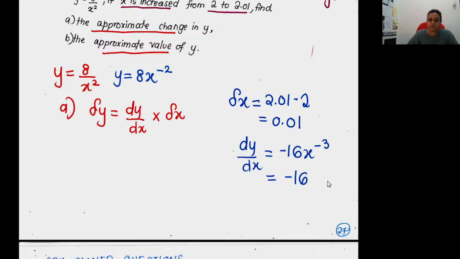So what you do, you bring it down: negative 16 over 2 to the power of 3. So what is the dy/dx here?